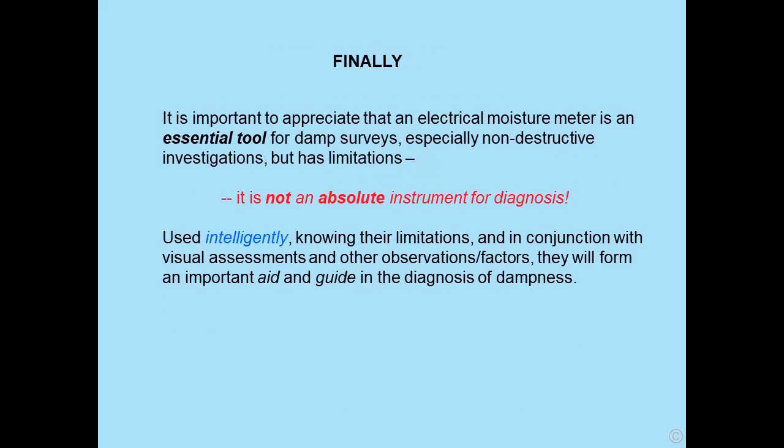Finally, it's very important to appreciate that an electrical moisture meter is an essential tool for damp surveys. It is not, however, an absolute instrument for diagnosis, but used intelligently, knowing its limitations, and in conjunction with visible assessments and other observations, it will form a very important aid and guide to the diagnosis of dampness. This is very important where one has to undertake a non-destructive investigation.